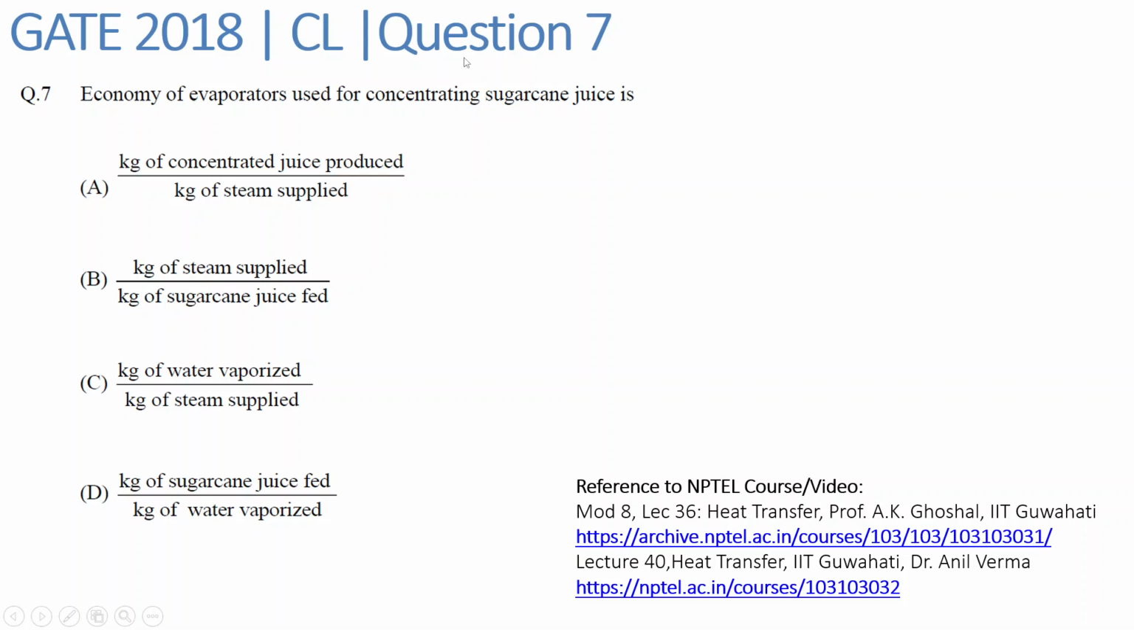So the first one is question number 7 from GATE 2018 from Chemical Engineering, and the subject is heat transfer. And the question is: the economy of evaporators used for concentrating sugarcane juice is dash. So basically, we have to define how the economy of an evaporator is calculated. Does anyone amongst you know the correct answer? How do we define economy of the steam evaporator? You can write in the chat box or speak up.